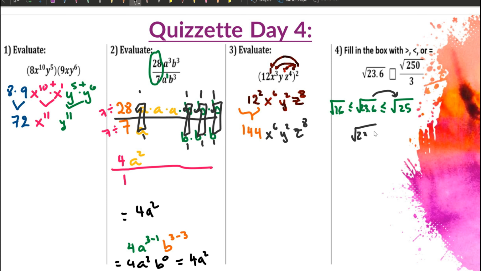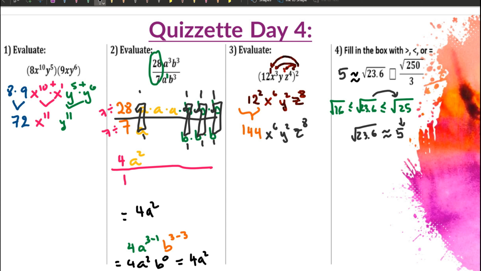Square root of 23.6 is approximately square root of 25, which is 5. Square root of 23.6 is approximately 5. So we know the first expression is about 5. Okay, I'm going to switch this to the approximation symbol like this.